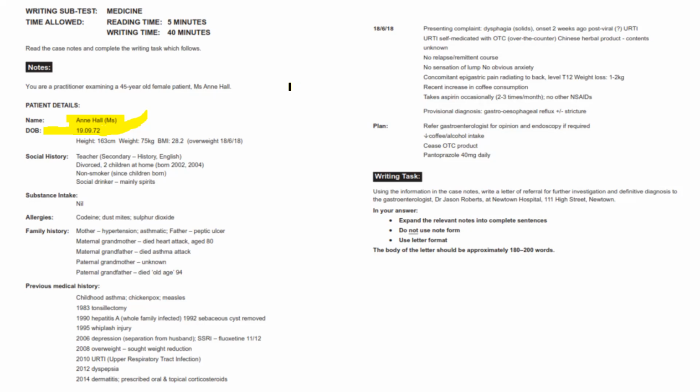Because at the beginning of your writing, you have to write the letter format. In the letter format, you have to include the address, the name of the recipient, then the date, the salutation, the subject, the introduction, body paragraph 1, body paragraph 2, the conclusion, then closing and signature. So here you have to write the patient's name and date of birth. That's why you have to read the patient's details.